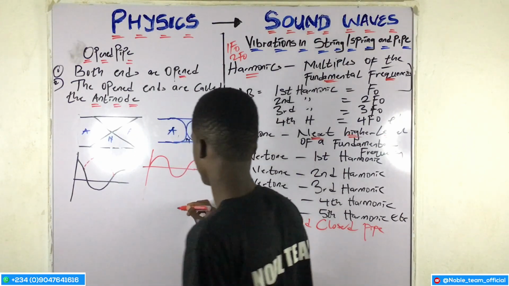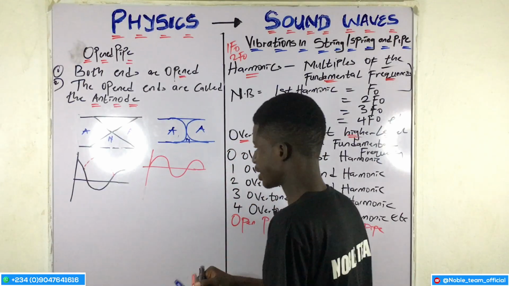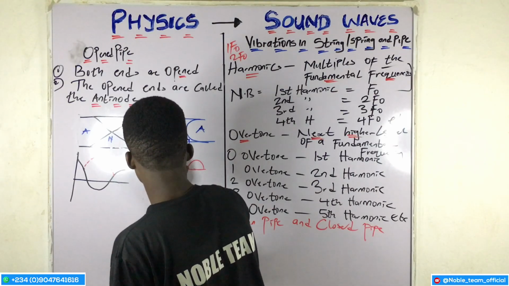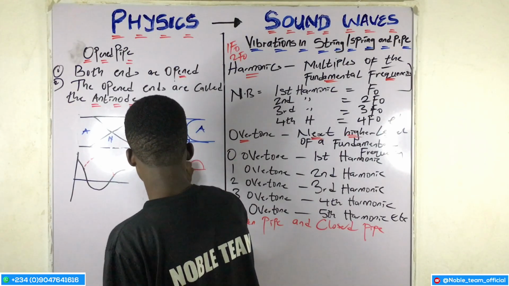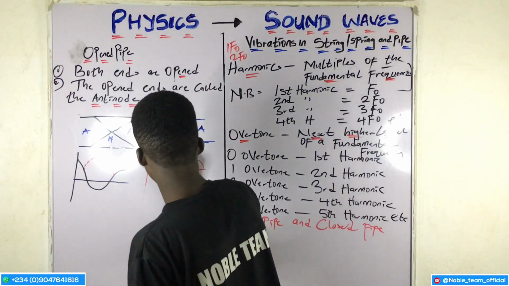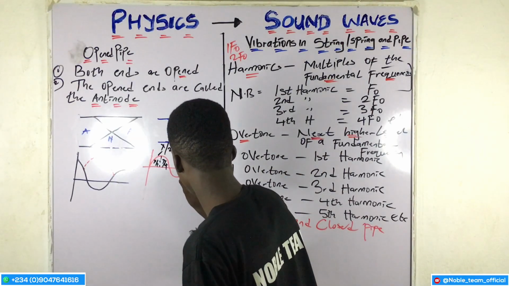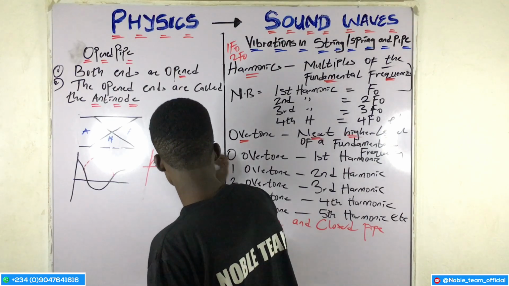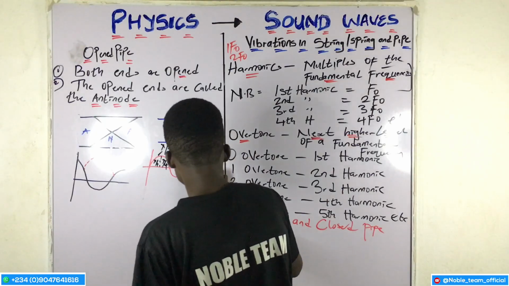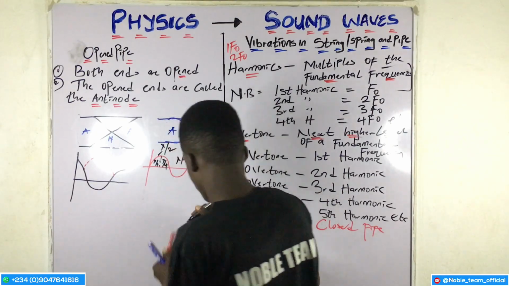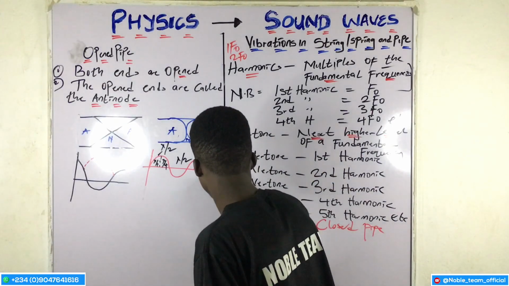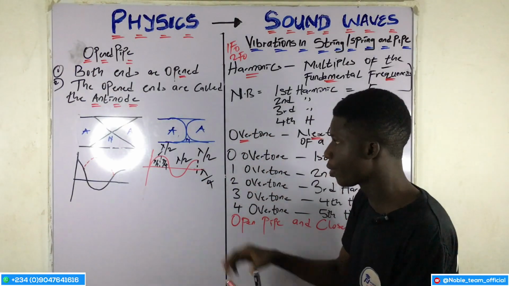Let me choose to stop here. If I bring this down, this half, this place is lambda over 4. This place is lambda over 4. Lambda over 4 plus lambda over 4 will give me lambda over 2. So here also is lambda over 2. And here also is lambda over 2. So imagine that this particular point did not reach here, maybe stopped here. This is going to be lambda over 4. I hope you understand this point.